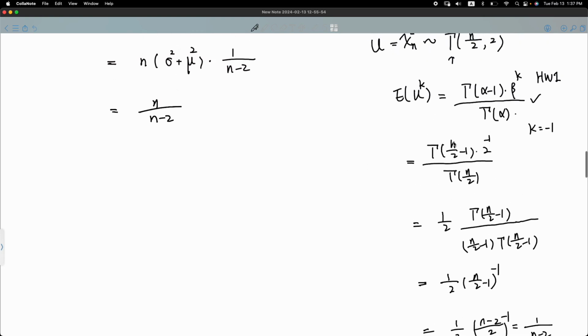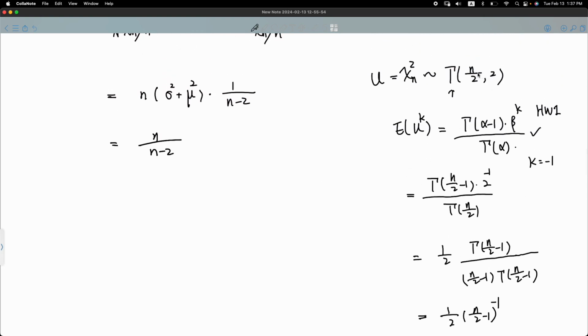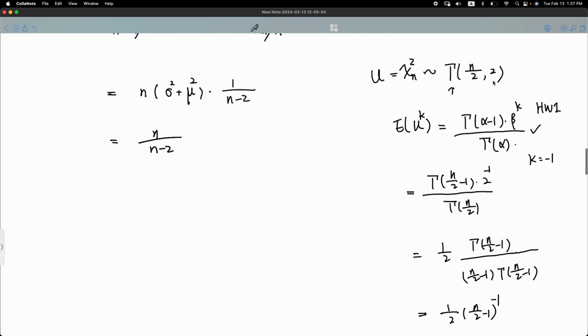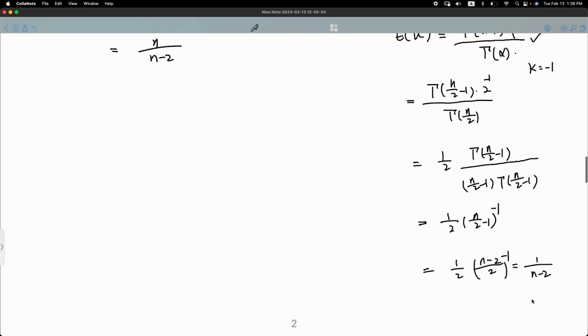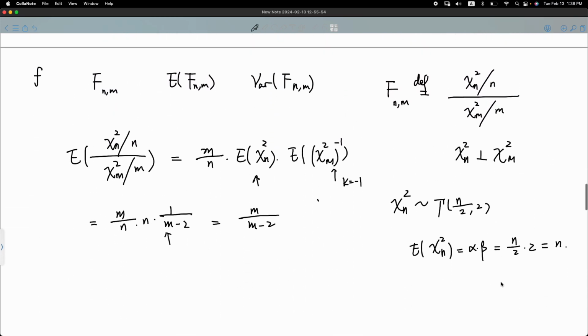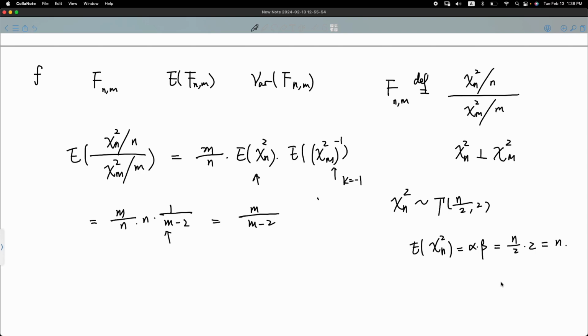So this is chi-square. Oh, let me just double check. m over 2 over 2, and then all the things here. m minus 2, m minus 2. Okay. Yes, so I think that should be it.